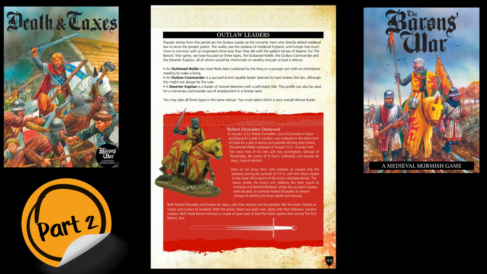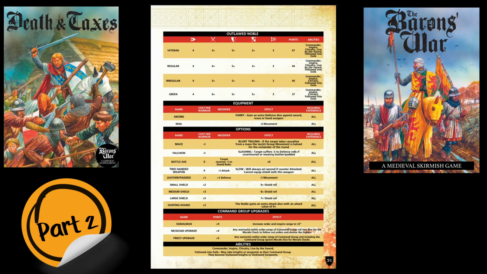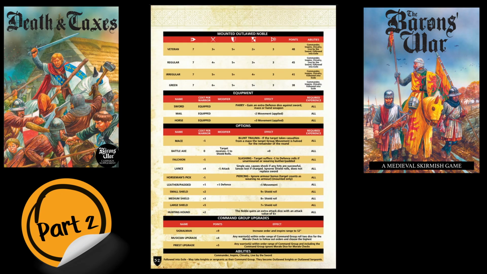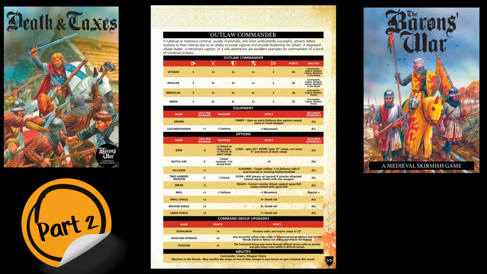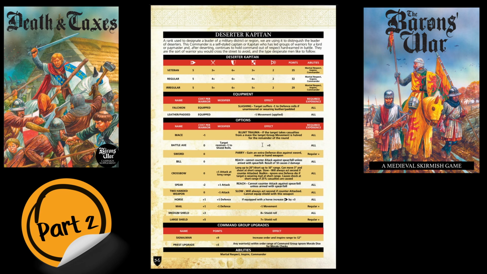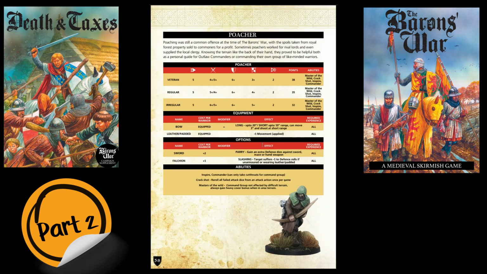outlaw bowman, outlaw leaders. Robert Fitzwalter could be an outlaw leader, obviously. Outlaw noble and mounted outlaw nobles. That's good because you can add nobles in your outlaw army. Here are all the attributes. Outlawed noble command groups. Outlaw commander, deserter captain, deserters, poachers.